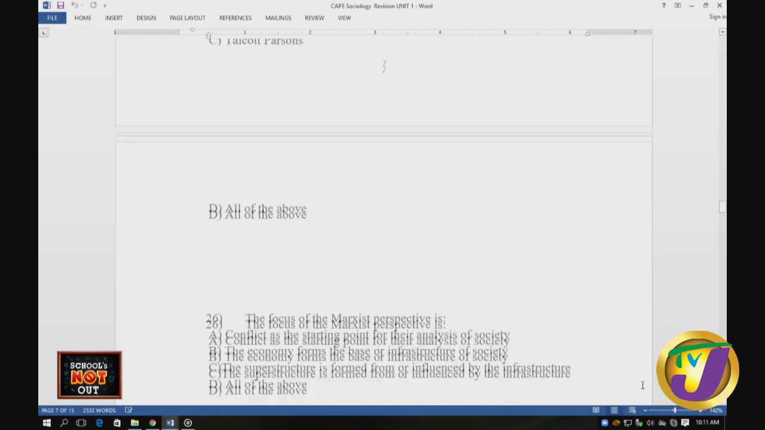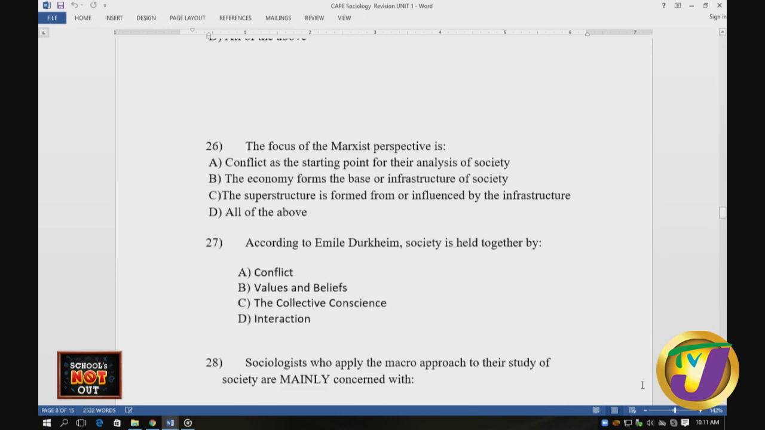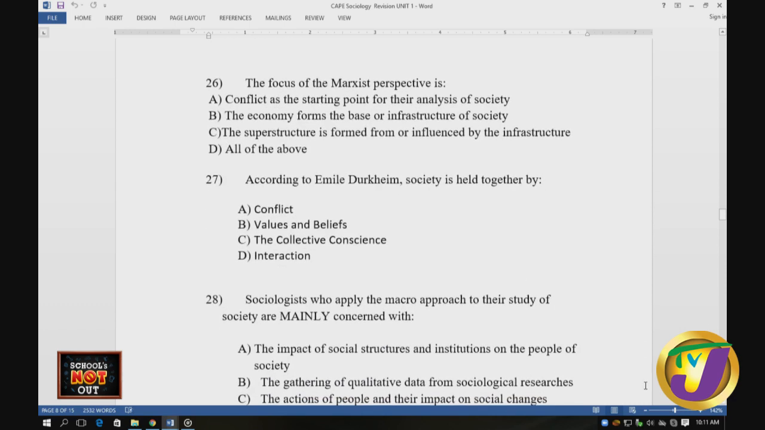So that one is Karl Marx. The focus of the Marxist perspective is that A, conflict is the starting point for the analysis of society. Makes sense. B, the economy forms the base or infrastructure of society. That is definitely Marxist. C, the superstructure is formed from or influenced by the infrastructure. That also makes sense. And D, all of the above.